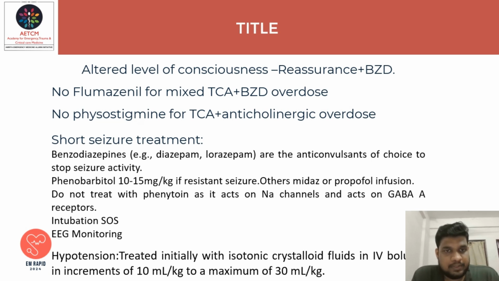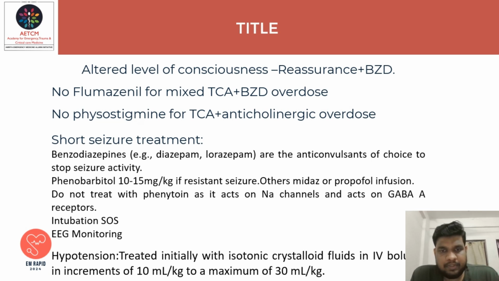If the patient has seizures, we can treat with benzodiazepines like diazepam and lorazepam, the main anticonvulsants of choice to stop seizure activity. If the patient is continuously seizing, we can start phenobarbital 10 to 15 mg per kg, or a propofol infusion. Do not treat with phenytoin, as it acts on sodium channels and not on GABA receptors. If the airway is not maintained or the patient continues seizing, we can intubate the patient to maintain the airway, and use EEG monitoring if seizures continue.